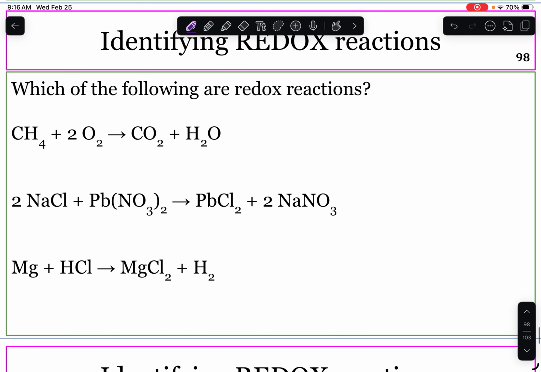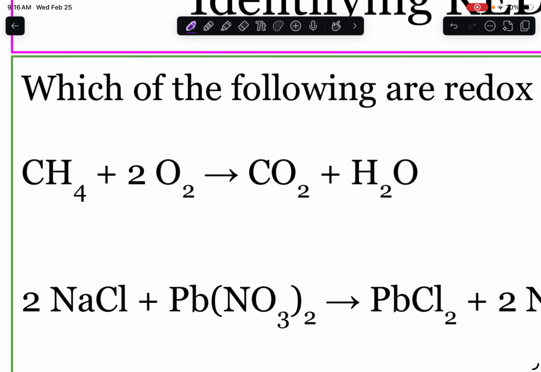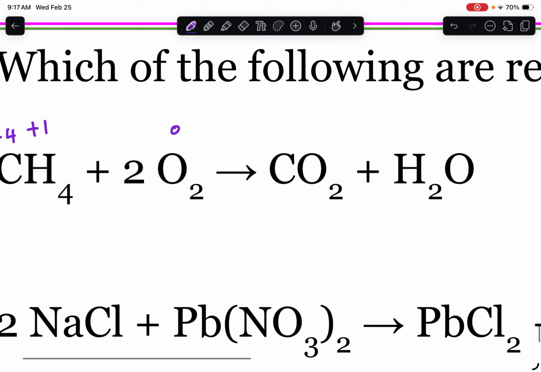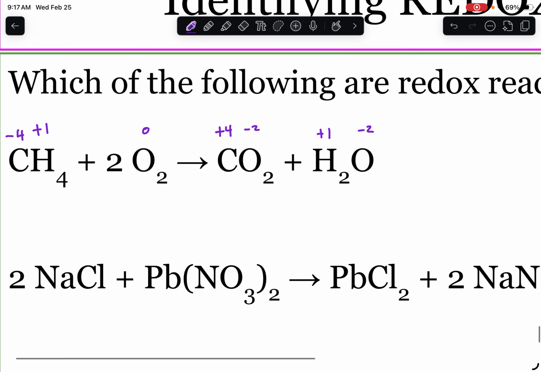So which of the following are redox reactions? We need to assign oxidation states to every element in this chemical reaction. So we have a +1, total from hydrogen is +4 then, so the total from carbon is -4. Oxygen here is in elemental form, so it has an oxidation state of 0. Oxygen here is -2 with carbon being a +4, and that's because the total from oxygen is -4, therefore the total from carbon is +4. We don't care about the totals, we're only looking at the changes in the individual atom. -2 and +1.